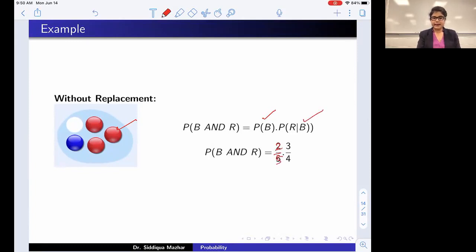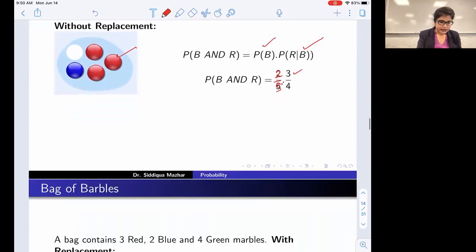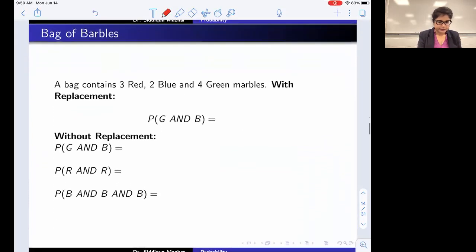But in the second experiment, the probability of finding a red marble, given that a blue marble has already been found, is affected, because after selecting the blue ball, I did not put it back into my bag. So I had 4 balls in total, and those 4 balls have 3 red and 1 blue. So looking for a red ball, this is 3 out of 4 balls. This is why it is affected by the first experiment, just like the deck of cards experiment I have done. So this is another example of with replacement and without replacement.